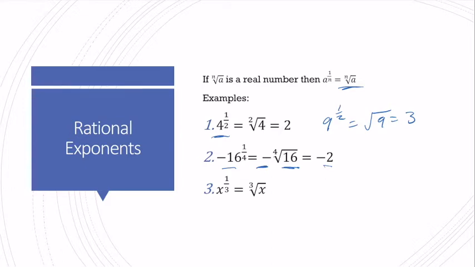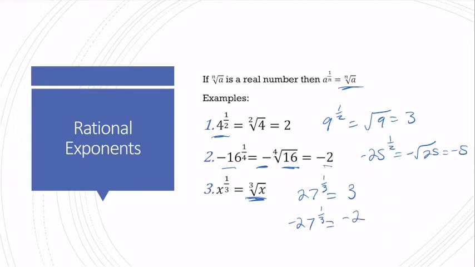If I had negative 25 to the 1/2, that'd be asking for the negative square root of 25, which is negative 5. X to the 1/3 means I want the cube root of x. 27 to the 1/3, that's going to give me 3. Negative 27 to the 1/3, that's going to give me negative 3.